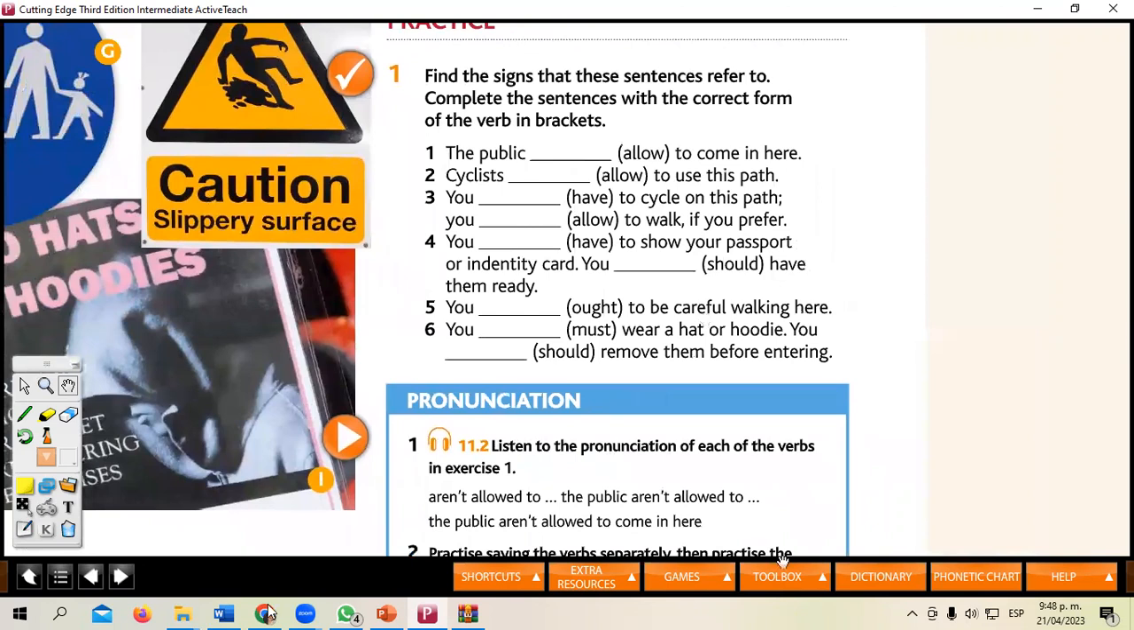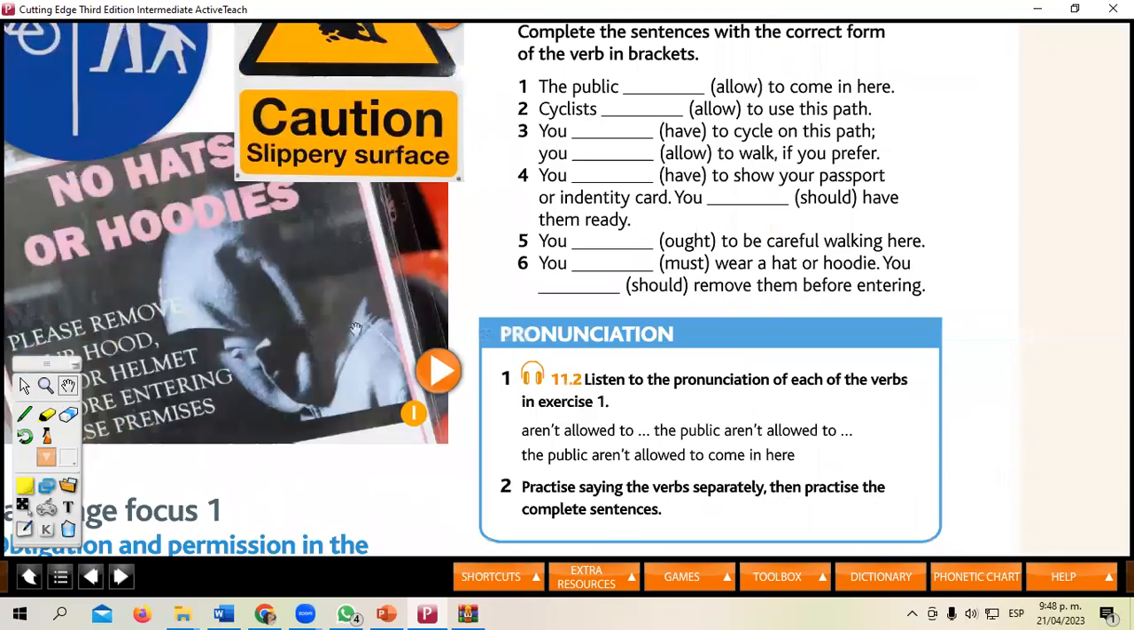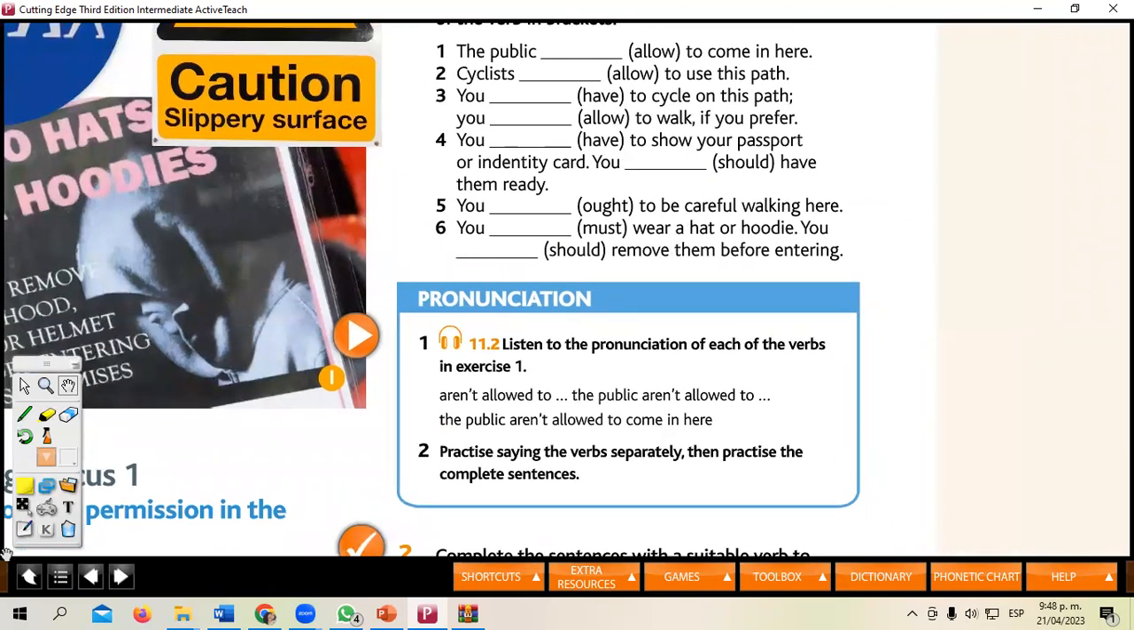Okay, the last one, Beatriz. The last one. You mustn't wear a hat or hoodie. Hoodie? You should remove them before entering. You mustn't wear, it's for picture I. You mustn't wear a hat or hoodie. Hoodie es una capota. Lo que le decimos acá como buzo. Sí, la capota del buzo es el hoodie, tal cual. You should remove it before entering. All right?